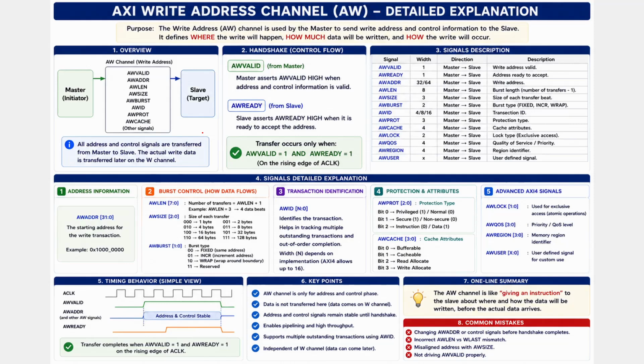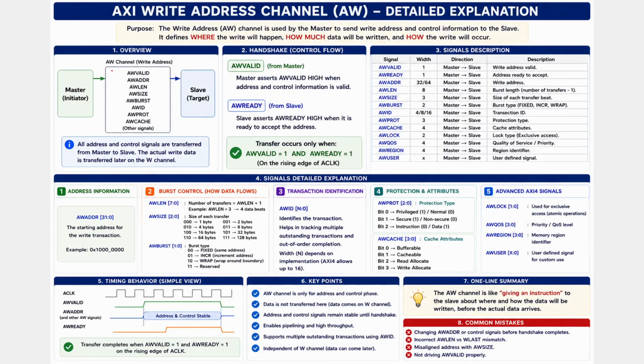That defines where I want to place my data. If you place the address, that tells you where I want to keep my data and how much data I want to keep. Control information means how much data I need to place after that write operation. So that is the write address channel.